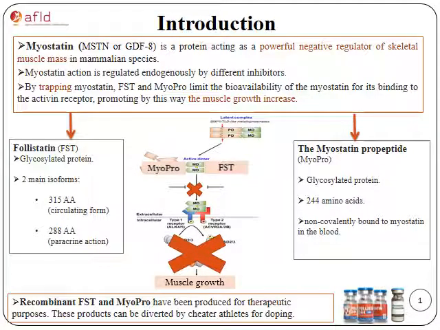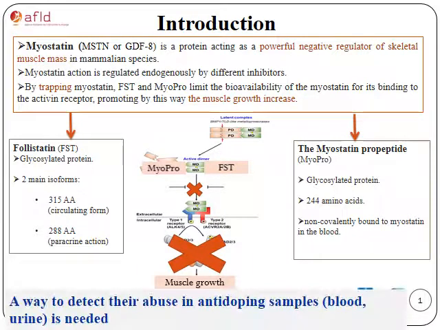In addition to the production of recombinant follistatin and MyoPro for therapeutic purposes, these two products are also already sold on the black market by companies producing peptides for bodybuilding. So the goal of this study is to detect their abuse in anti-doping samples.